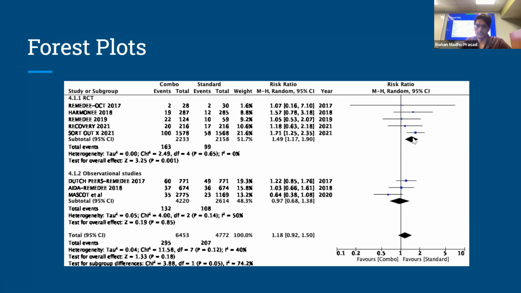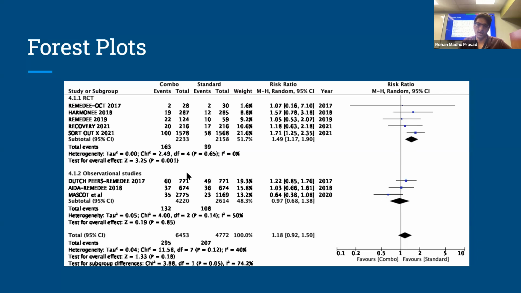This diamond is on the right side, which favors the standard drug-eluting stent, which I was studying in this manuscript. And then this diamond is pretty much in the middle, so it's not favoring anything. Now, if it was over here, it would favor the combo, which is the experimental one that I was trying to test. And over here, this one is kind of favoring the standard.